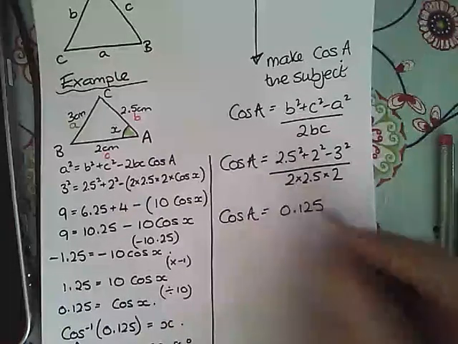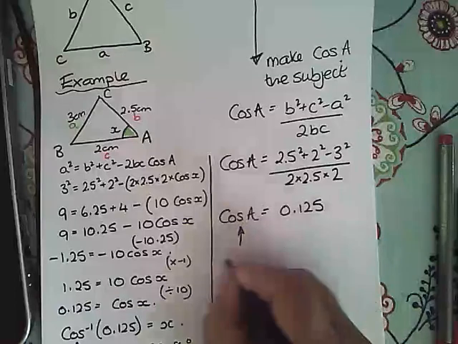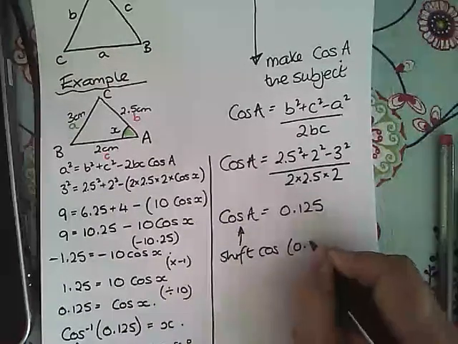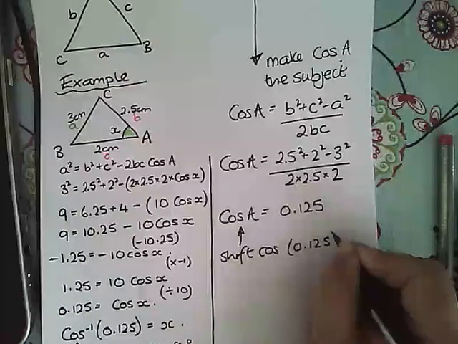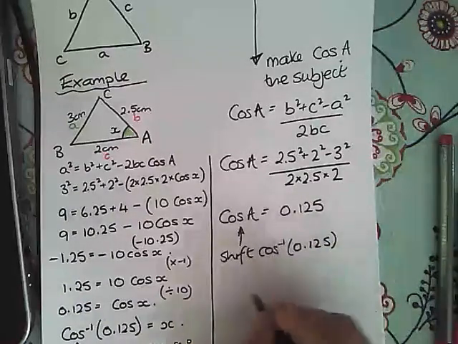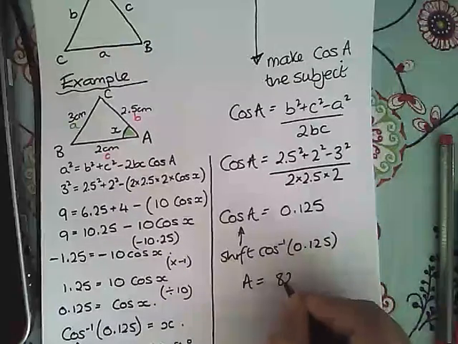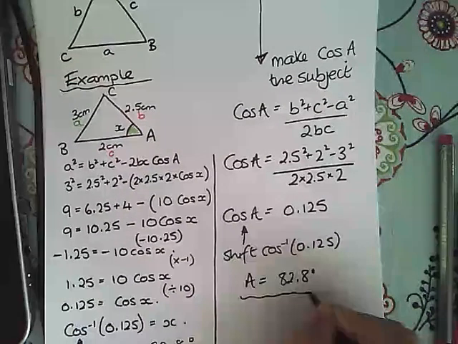0.125. And again, then we just need to do our shift cos 0.125, and that would give us cos to the minus 1 and tell us that the angle at A is 82.8 degrees. So exactly the same answer.